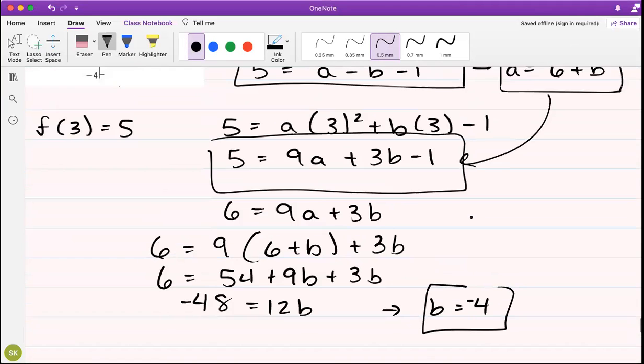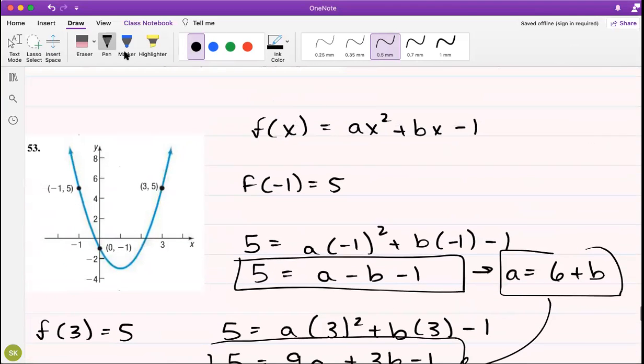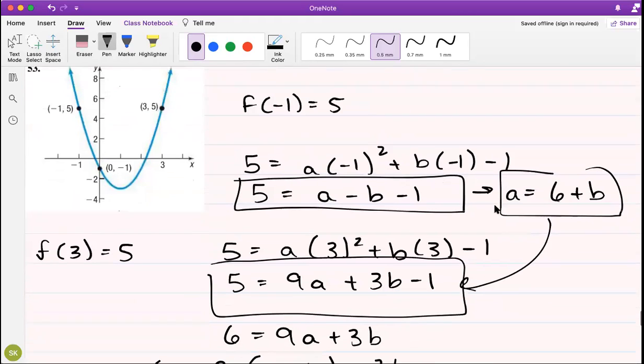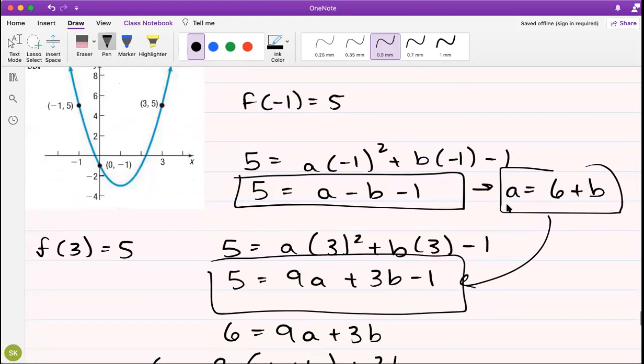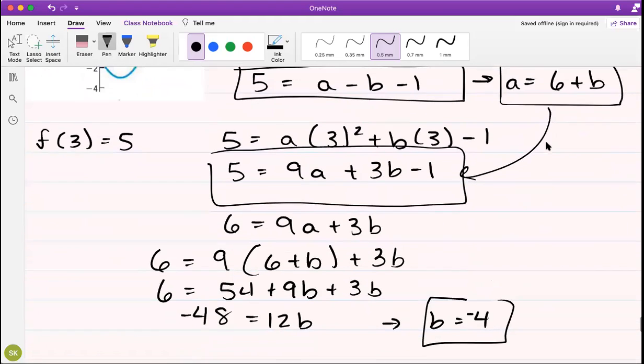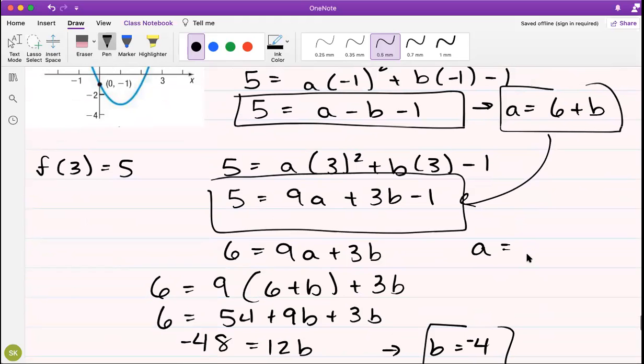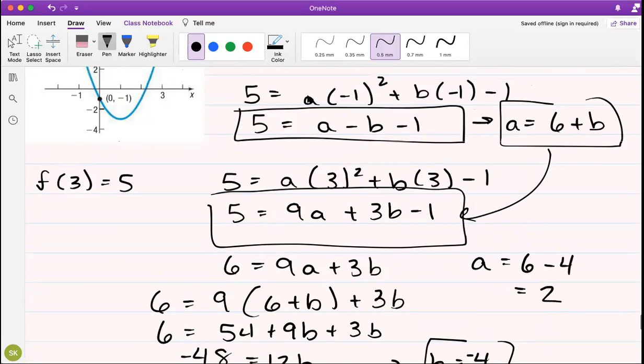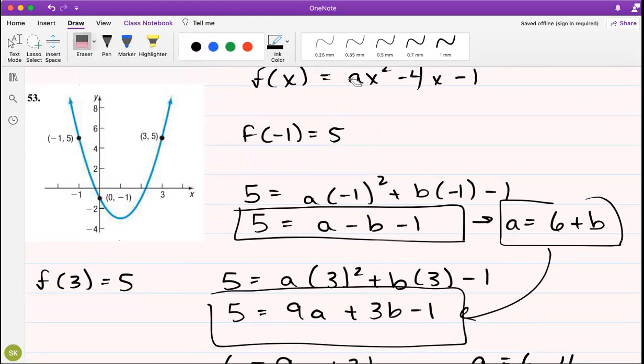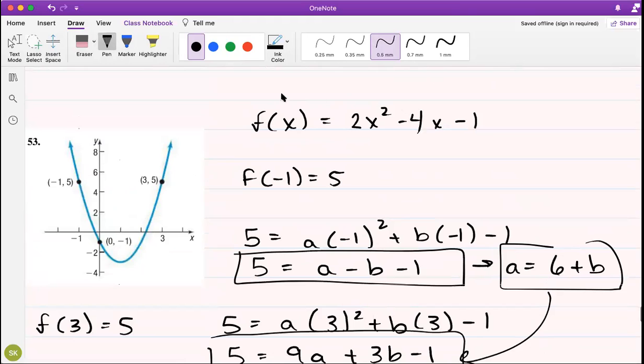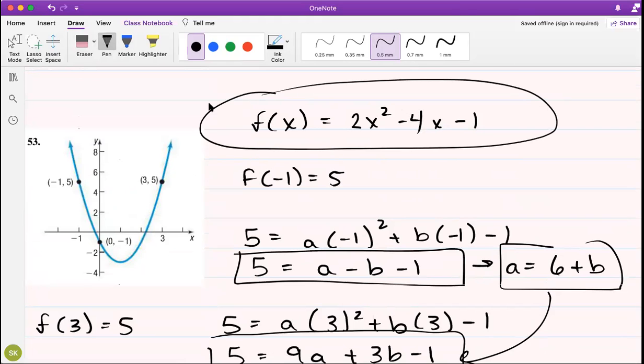So we found the b, so we can just plug in -4 here. How do we find a? Well, you can see this is one of the reasons I circle things, because now I can easily see an equation for a. So a is just 6 plus -4, which is 2. And now I have my a. I can put 2 here. So I came up with an equation for this parabola.